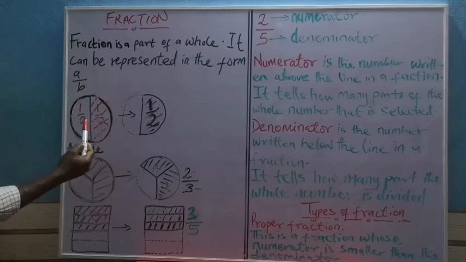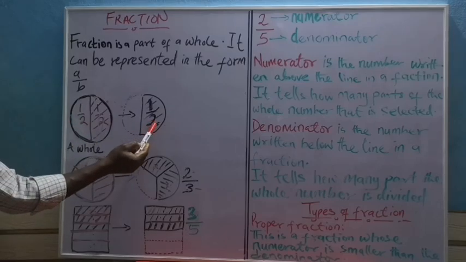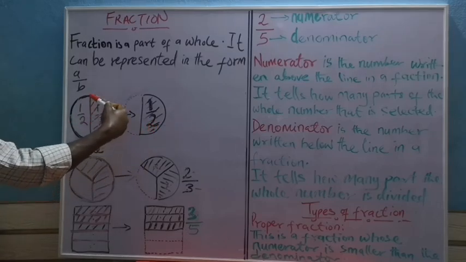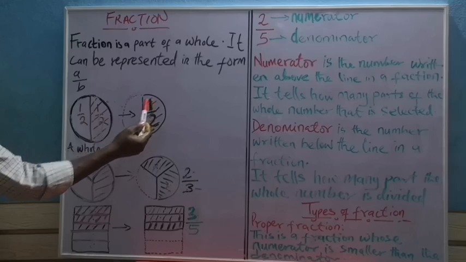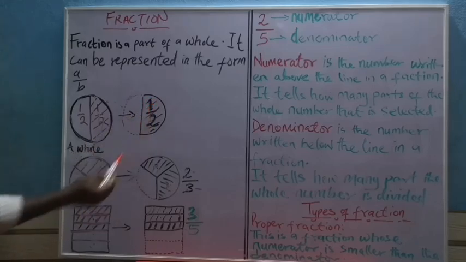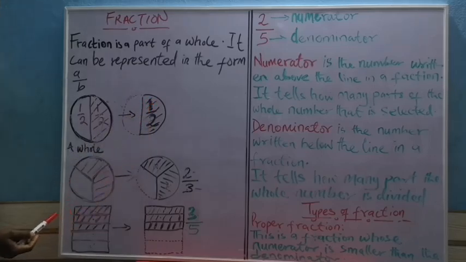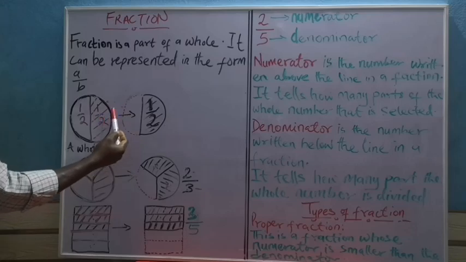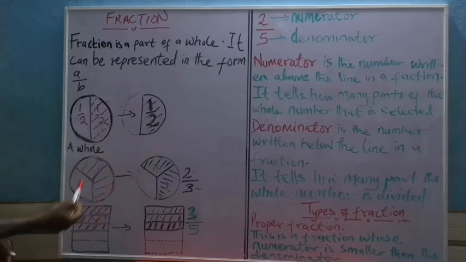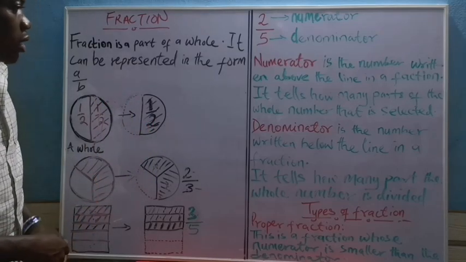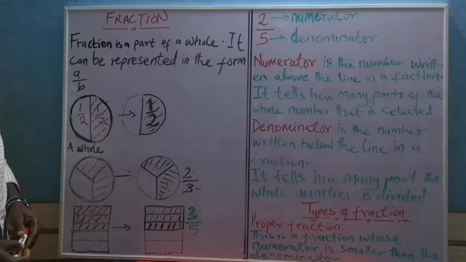That is what we have here. And because the whole number is divided into 2, our denominator will be 2, and only 1 part is selected, and that is why we have 1 on top, which is the numerator. Okay, so we say that the numerator is actually the number of the selected parts, whereas the denominator is the number the whole body is divided.